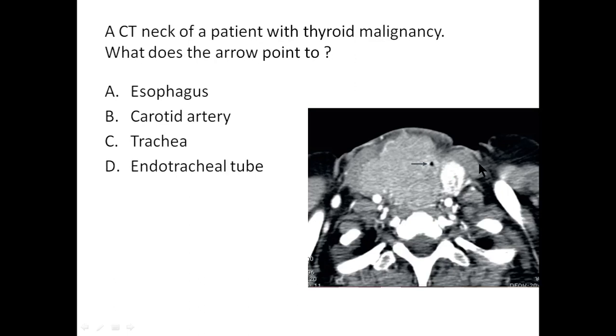Radioiodine. Okay. ده axial cut في CT مبينة huge mass في الثيرويد infiltrating the strap muscle وinfiltrating the esophagus، وفي سهم بيشاور على structure صغير كده. والسؤال: CT neck of the patient with thyroid malignancy, what does the arrow point to? The arrow points to the trachea. Go for C. Okay.